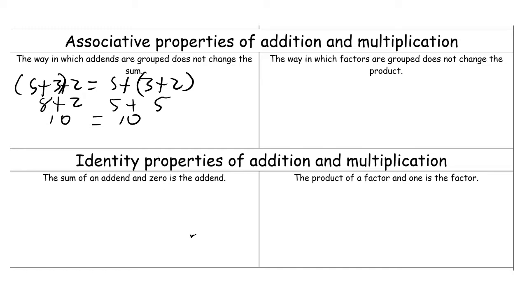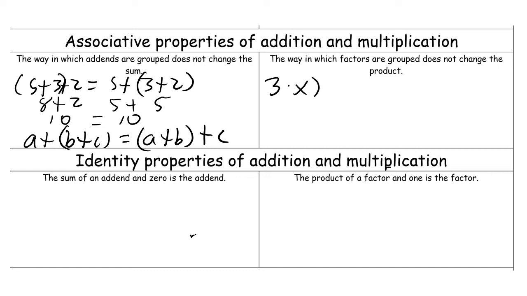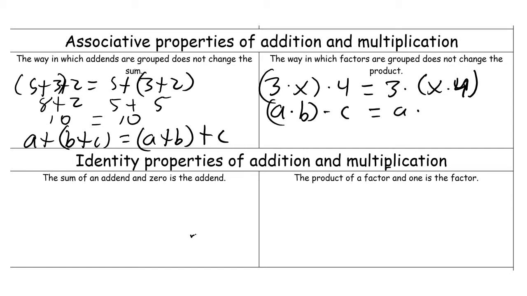It works with variables as well. A plus B plus C is equal to A plus B plus C. The associative property also works for multiplication. 3 times x times 4 equals 3 times x times 4. Or with variables, A times B times C equals A times B times C.